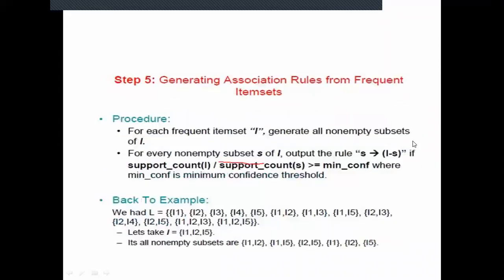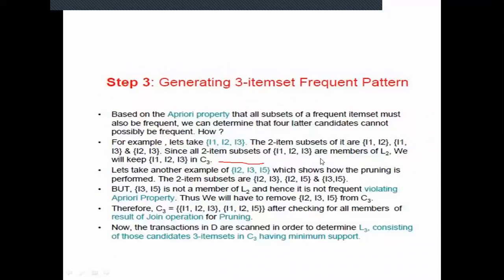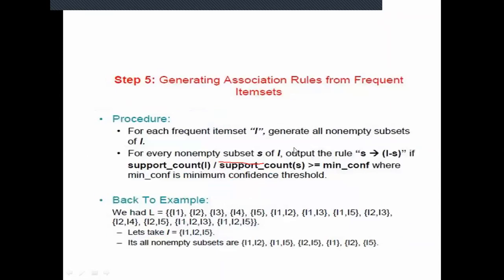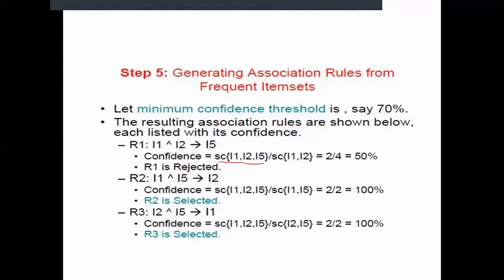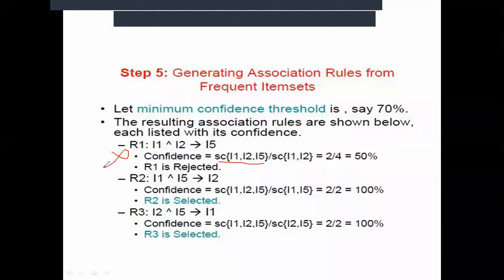2. So that is 2 divided by, what is the support count of I1, I2? That is your 4. That means 2 by 4. So what is 2 by 4? That is 50%. It is lesser than 70%. So that means I can't take this rule in my final rules. That means whenever the customer is going to buy I1, I2, there is no guarantee that the customer is also buying I5.